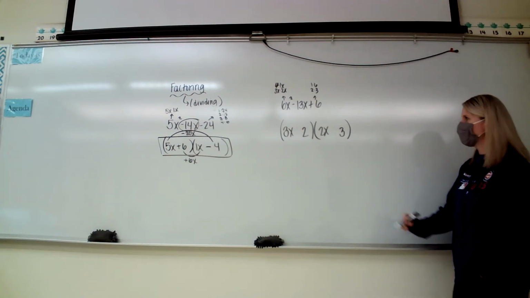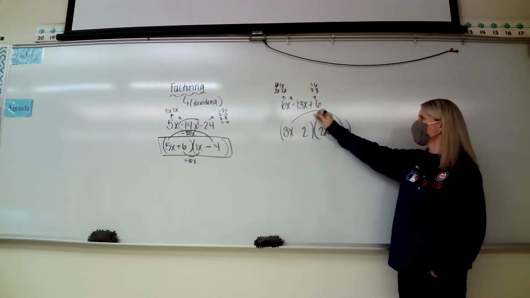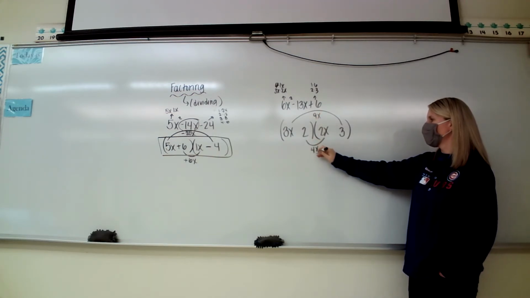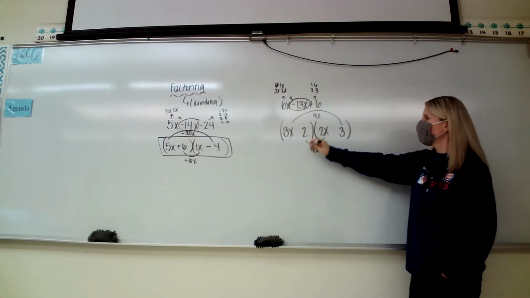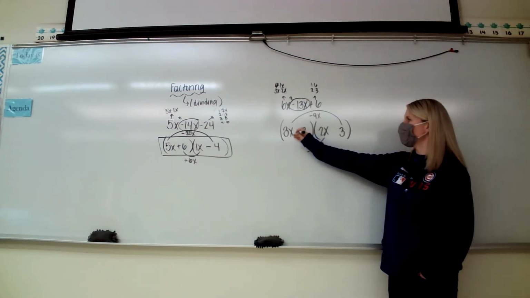Ooh, I think this might be it. Because I get 9x. I get 4x. Can I make negative 13 out of that? Heck yes, I can, if they're both negative. So I just fill in my minus sign.